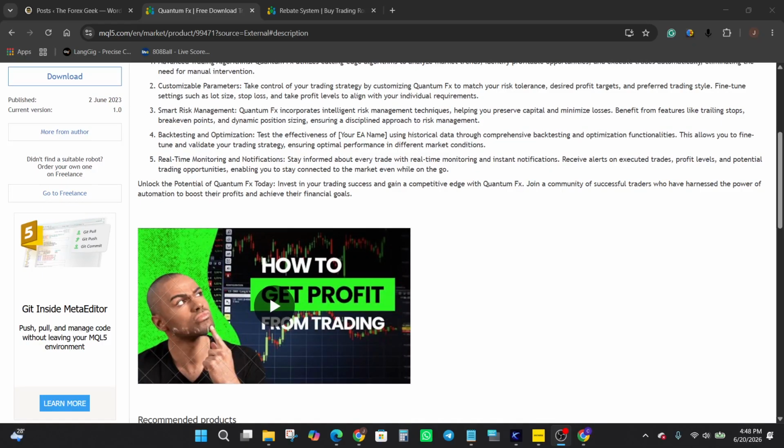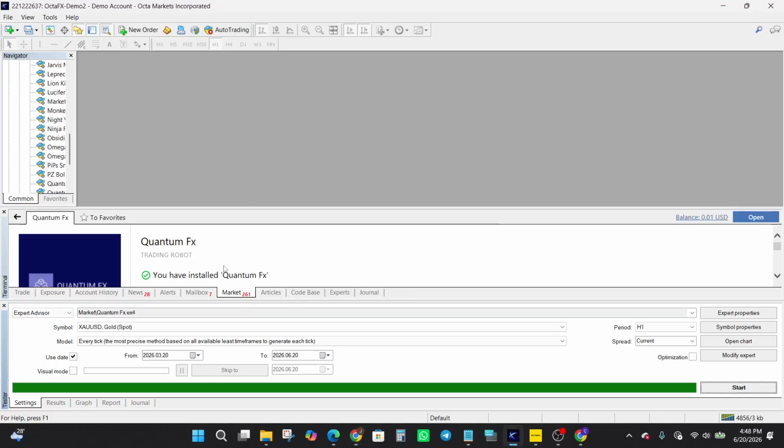Let's just move over to the backtesting section right away. We don't have any provided strategy tester report here on the page, but we're just going to go straight to our strategy tester here on the MT4 platform. We are testing the Quantum FX EA on XAU/USD on the H1 time frame, and we are using the every tick model. We are testing over the past 3 months from March 20th to June 20th, 2026.